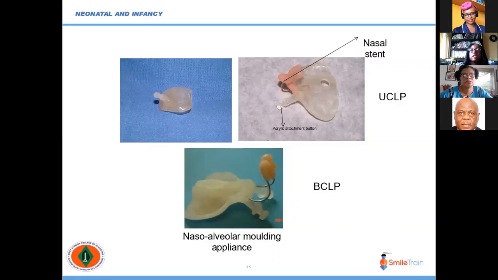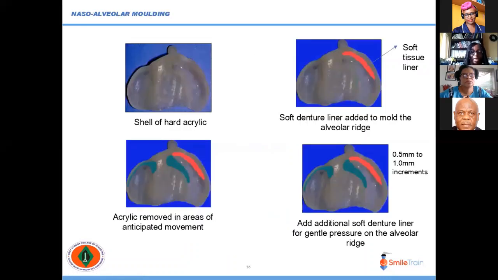And once the patient's cleft width reduces to less than 5 millimeters, we now include the nasal stent. The nasal stent has an acrylic bulb, and this acrylic bulb goes into the alar of the nose and raises it. Now this one, the one at the top, is used for a unilateral cleft lip and palate patient, whereas the lower one is used in bilateral cleft lip and palate patients.